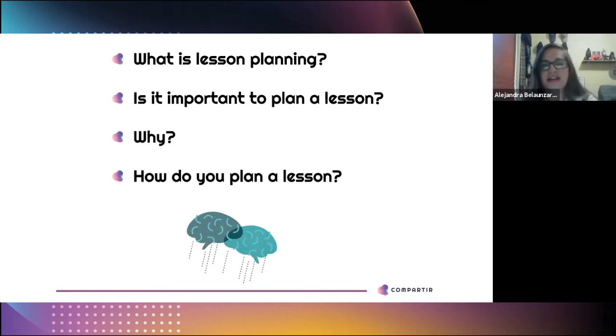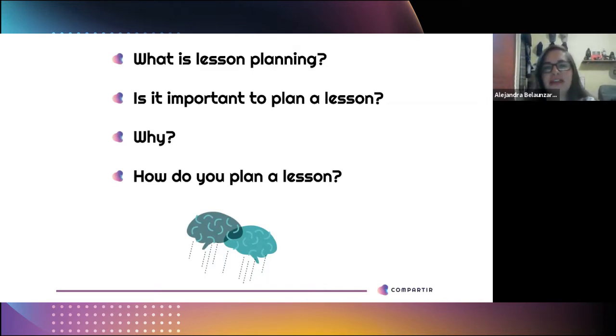Every one of us that has been in front of a group knows that we have to plan. And also you were saying in the chat that we need to plan according to our students, because we are talking to people. So depending on how the lesson is going, we have to change at some points. We need to have a lesson plan as a support.